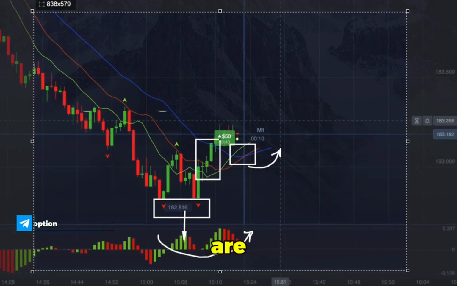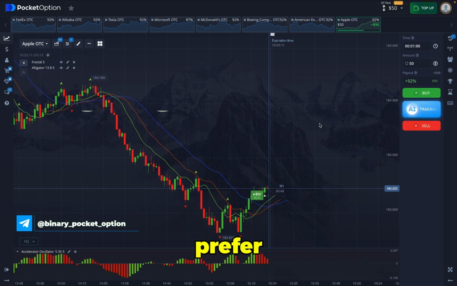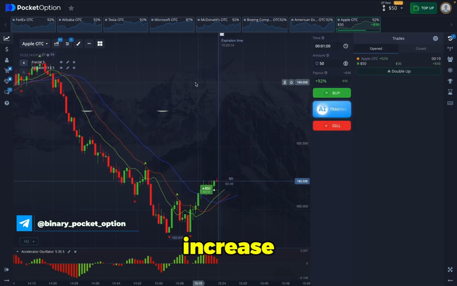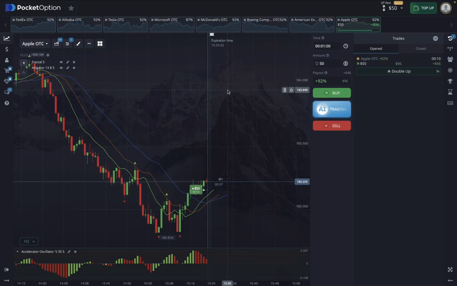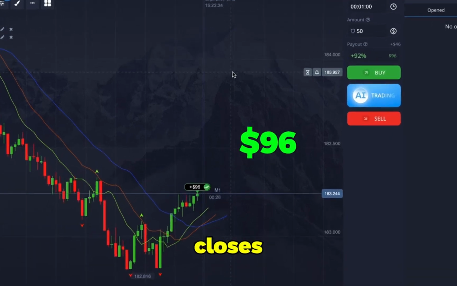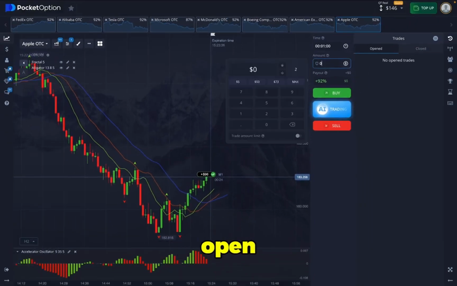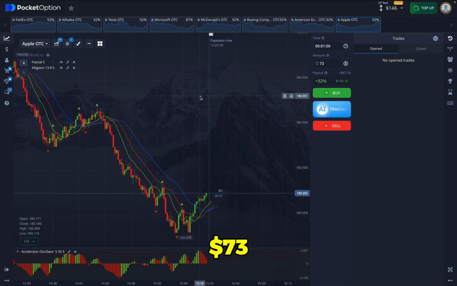The alligator lines are from bottom to top, so in this case, I prefer to open a deal for an increase. Let's see the results. And the first trade closes with a plus without any problems. Great. Let's open the next position at $73.